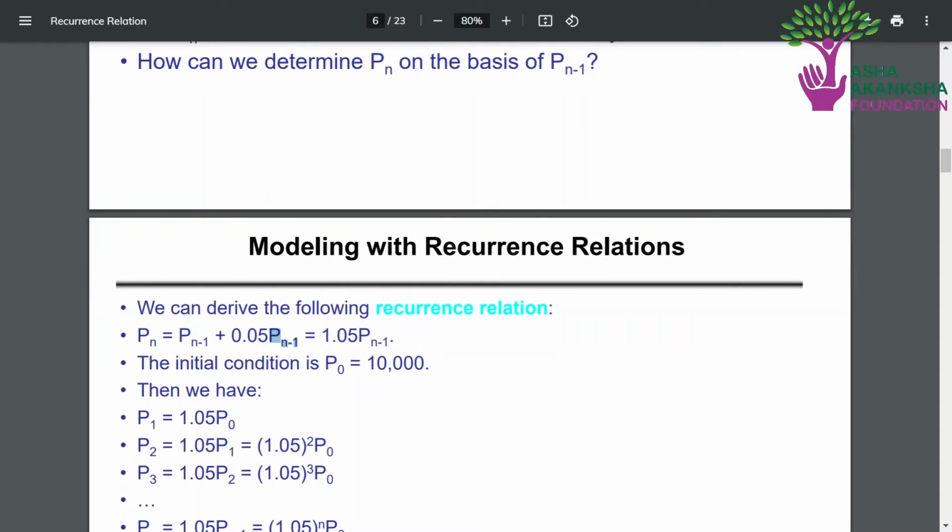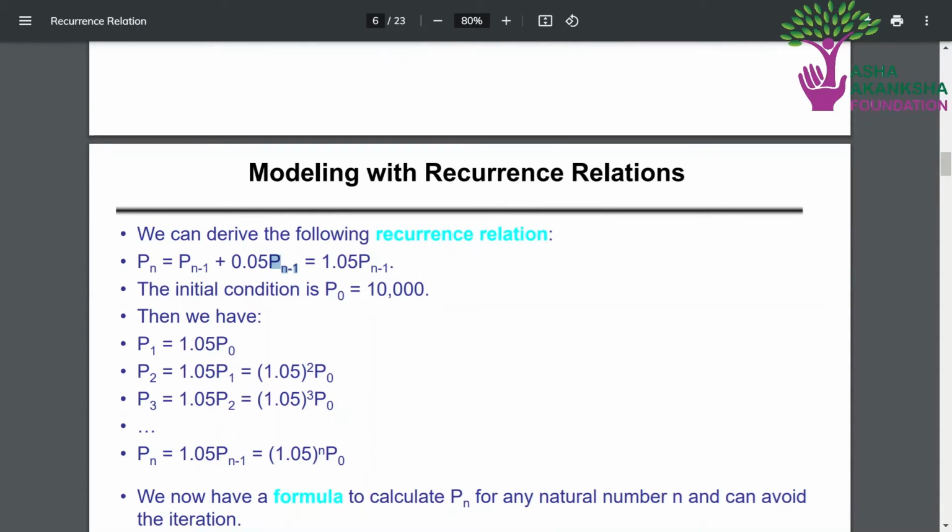Now we'll solve this question step by step. P1 is equal to 1.05 P0, and similarly the amount after the second year is equal to 1.05 times the amount in the first year. By substituting the previous equation, you can say that P2 is equal to 1.05 squared times the amount at the start, that is the 0th year. Similarly P3 is equal to 1.05 P2, which is equal to 1.05 to the power of 3 P0.